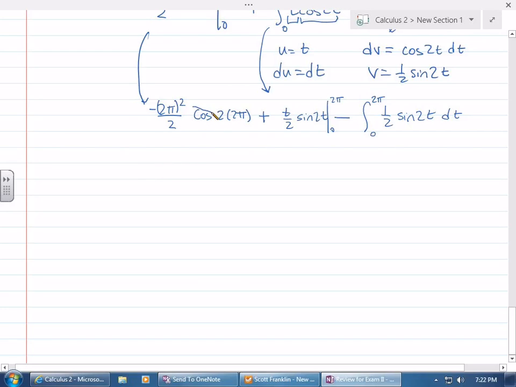By the way, cosine of 4 pi is 1, because that's the same thing as cosine of 2 pi, which is the same thing as cosine of 0, which is 1. So I have negative 2 pi squared over 2 plus, now I'm going to plug in the limits on this one and have 2 pi over 2 sine of 2 times 2 pi minus, then plugging in 0, I'm going to get 0. By the way, this is also 0. Sine of 4 pi is 0.